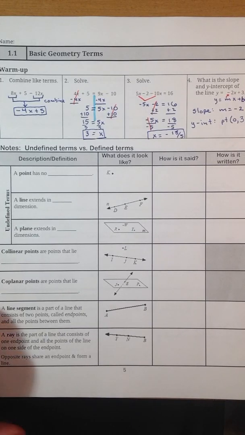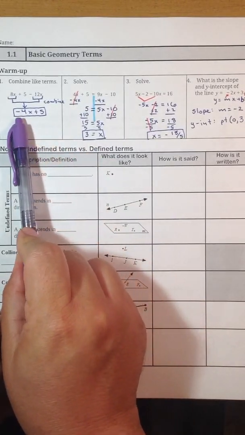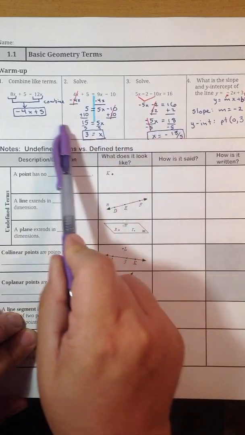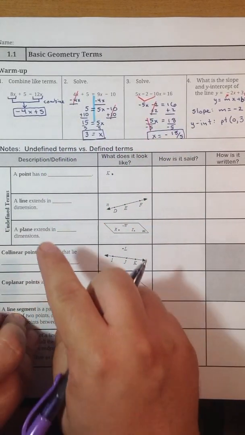All right, so ladies and gentlemen, yesterday you saw a video about points, lines, and planes. And today we can do the official notes. This is section 1.1, basic geometry terms. As you can see, this is so that you can double check your warm-up, see if you got the right answers and the work that's involved for it. But this video is meant more for the notes, and so we're going to get started with the notes right away.